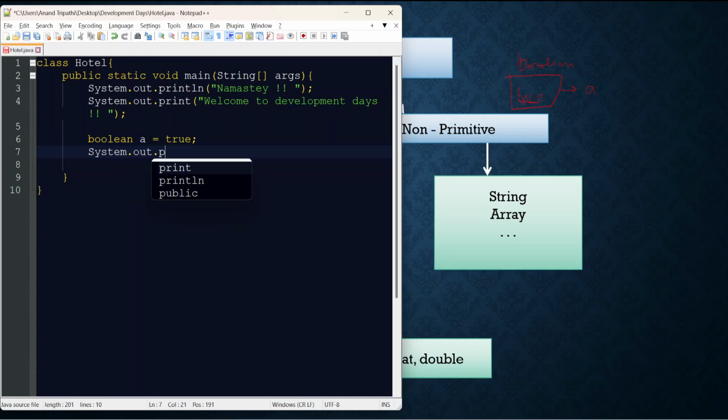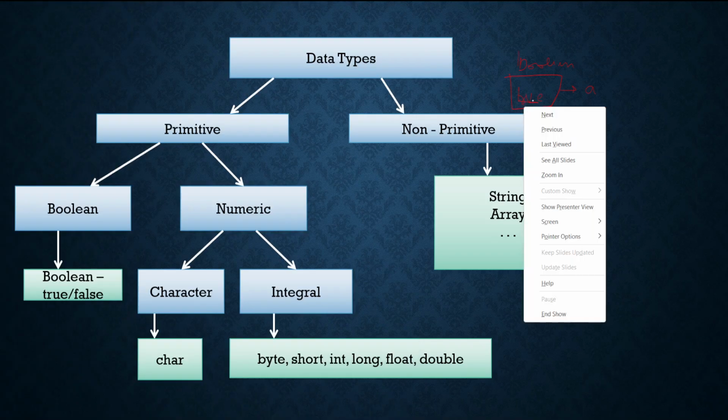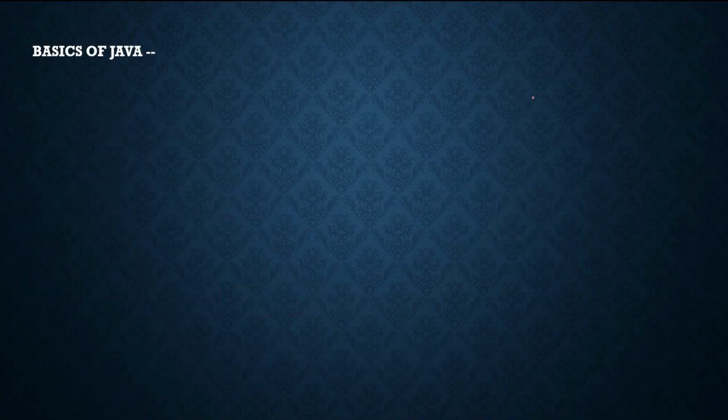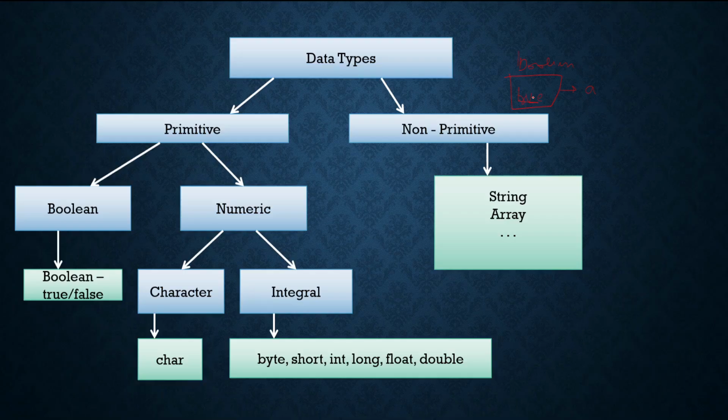Okay, System.out.print. Let's suppose I want to give a new line as well. This is the method println, as I explained in yesterday's lecture. Here I want to print the value of a. As you can see, what is the value of a? It is true. The value of a is true.